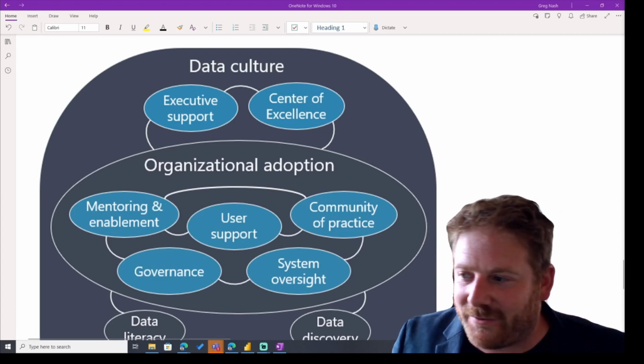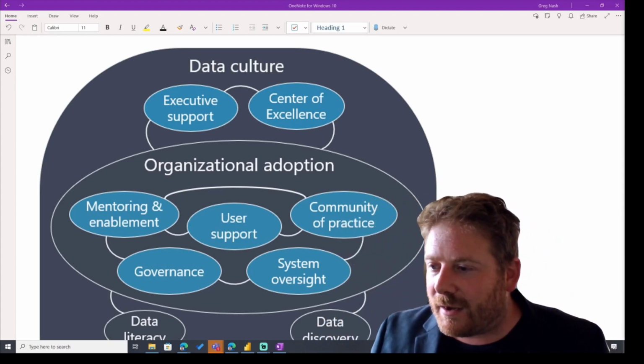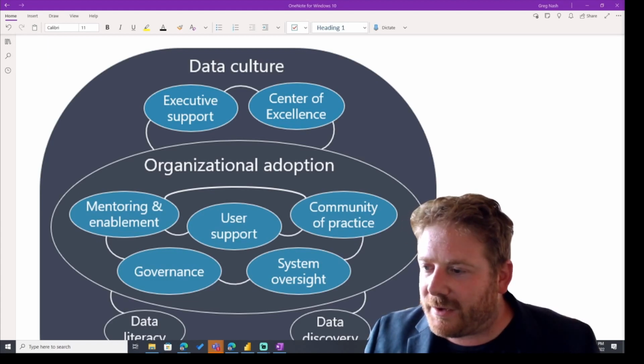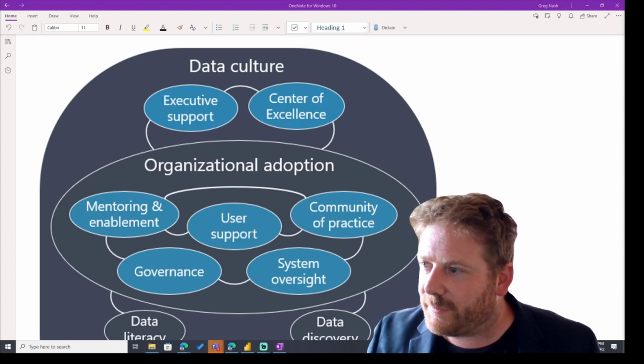Cool. All right. Well, that's it for executive sponsors. How are we going for time? We're going good. So let's talk a little bit about Center of Excellence. This has got a little bit more content in it, so I'll whip through it a bit more quickly.